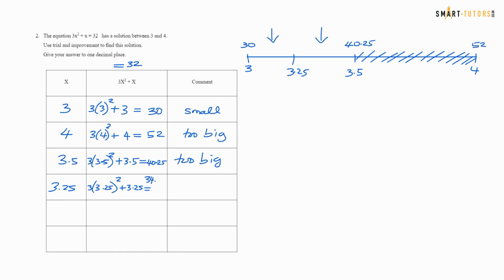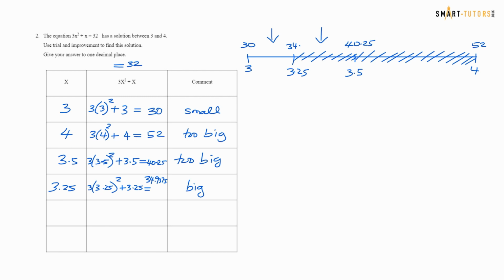34.9375. So 34, it's going to be big as well. So this is big. So 3.25 is 34 something, right? That is too big. So anything beyond that, I'm crossing this off as well. So the answer is between 3 and 3.25.